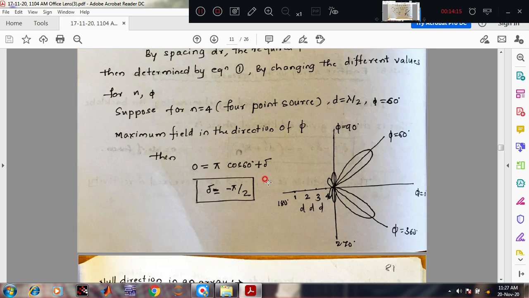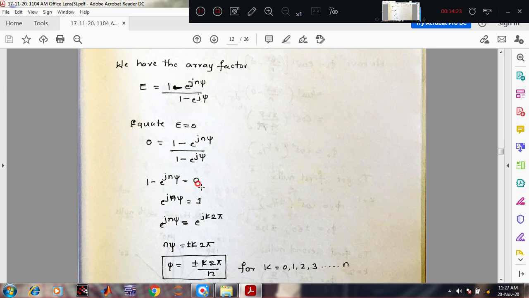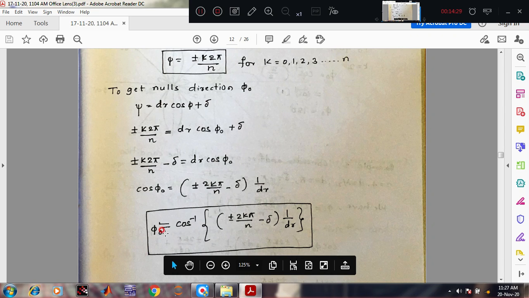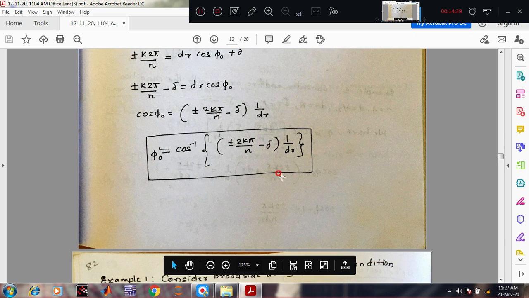So this is the radiation pattern in a particular angle, where you will get the maximum radiation. The last one, null directions, in which angle there will be no radiation. That condition we got as phi naught equal to cos inverse of plus or minus 2k pi by n minus delta, the whole divided by dr. On this concept, we'll solve the numericals in the next class.